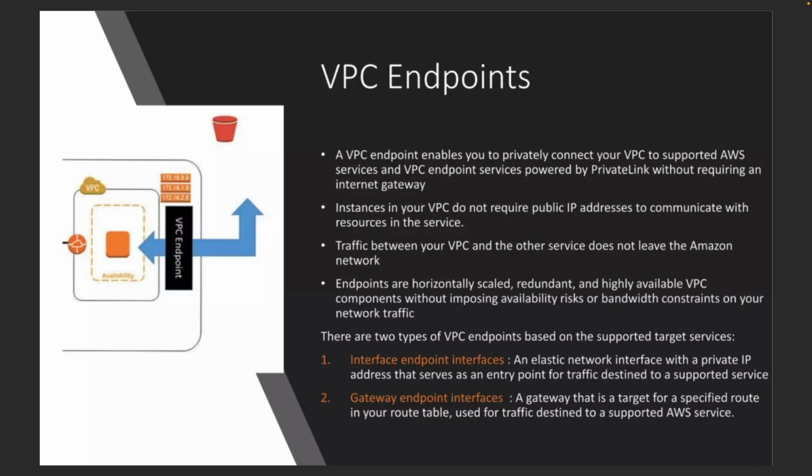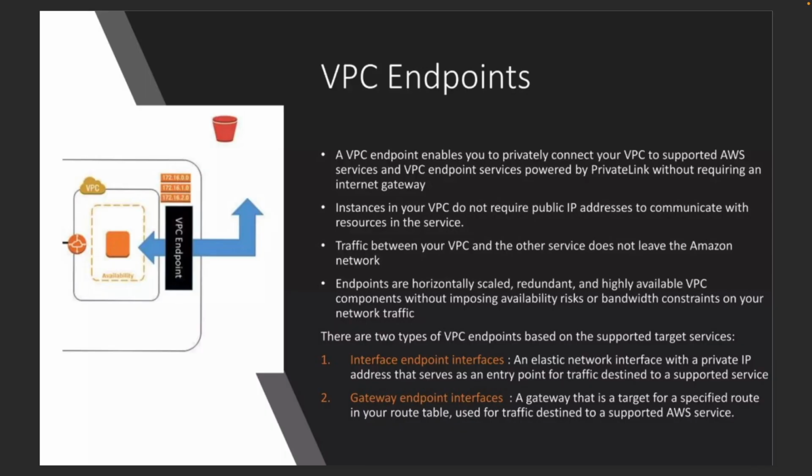Next, we have VPC endpoints. A VPC endpoint enables you to privately connect your VPC to supported AWS services and VPC endpoint services powered by PrivateLink without requiring, which pretty much just means it doesn't require, public internet gateways. This keeps your traffic on a private AWS network. Instances in your VPC do not require public IP addresses to communicate with resources in the service. Your private instances can access AWS securely. Traffic between your VPC and other services does not leave the Amazon network. This improves security and reduces latency.